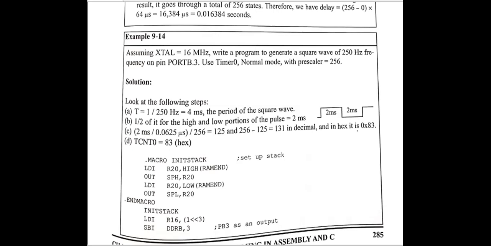Okay, so look at the following steps. T is equal to 1 by 250 hertz, which equals 4 milliseconds, the period of the square wave. Half of its value is the high and low portion of the pulse: 2 milliseconds divided by 0.0625 microsecond divided by 256. In decimal and in hex, it is 0x83. So TC and T0 is equal to 83 in hex.